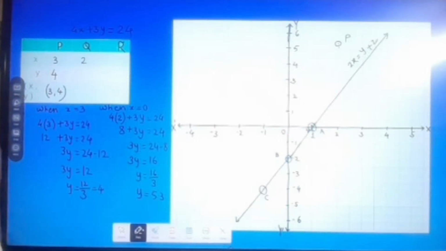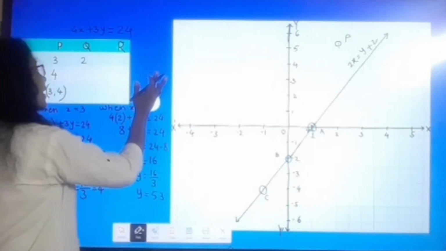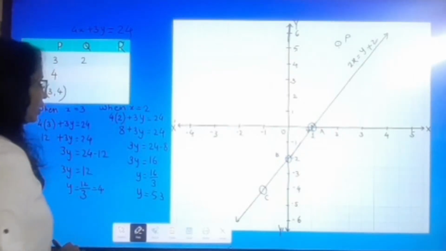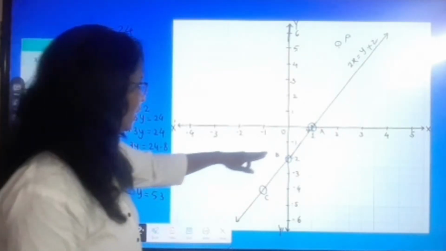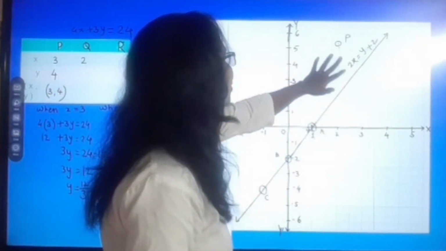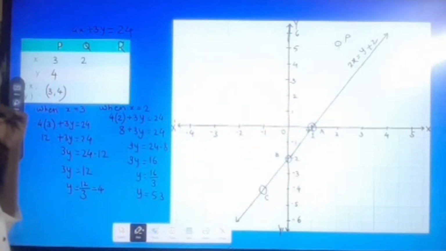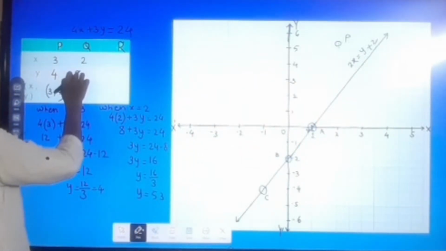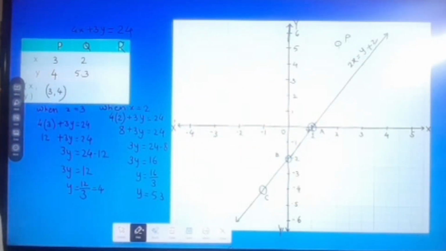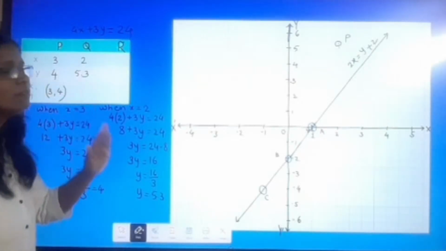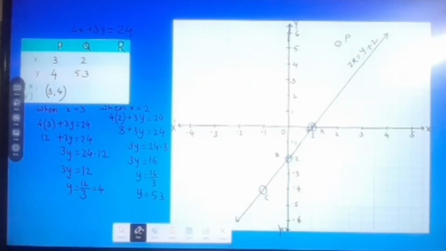Is 5.3 there? Then the value of 2. So 2, 5.3, 2 and 5.3. We have already drawn it. Okay, 5.3. Then the next one, students, the lesser value.